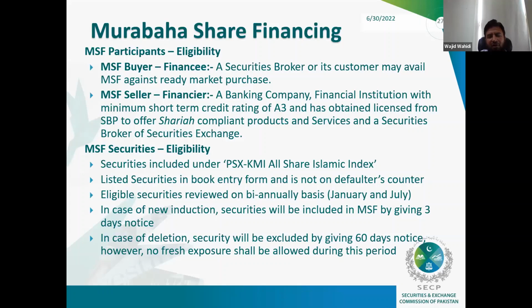And what are the eligible securities in which the Murabaha share financing should be extended? Securities included under the PSX KMI All Share Islamic Index, which constitutes around 400 shares. The Sharia advisors of Karachi Stock Exchange, in collaboration with the Mizan Bank Sharia scholars, established this Karachi Meezan Index for Islamic securities, and it is available in the market. One can choose such securities from this index and take Murabaha share financing from its broker or financier from the market. Listed securities in book entry form and should not be on the defaulter counter. Book entry form means digital form.